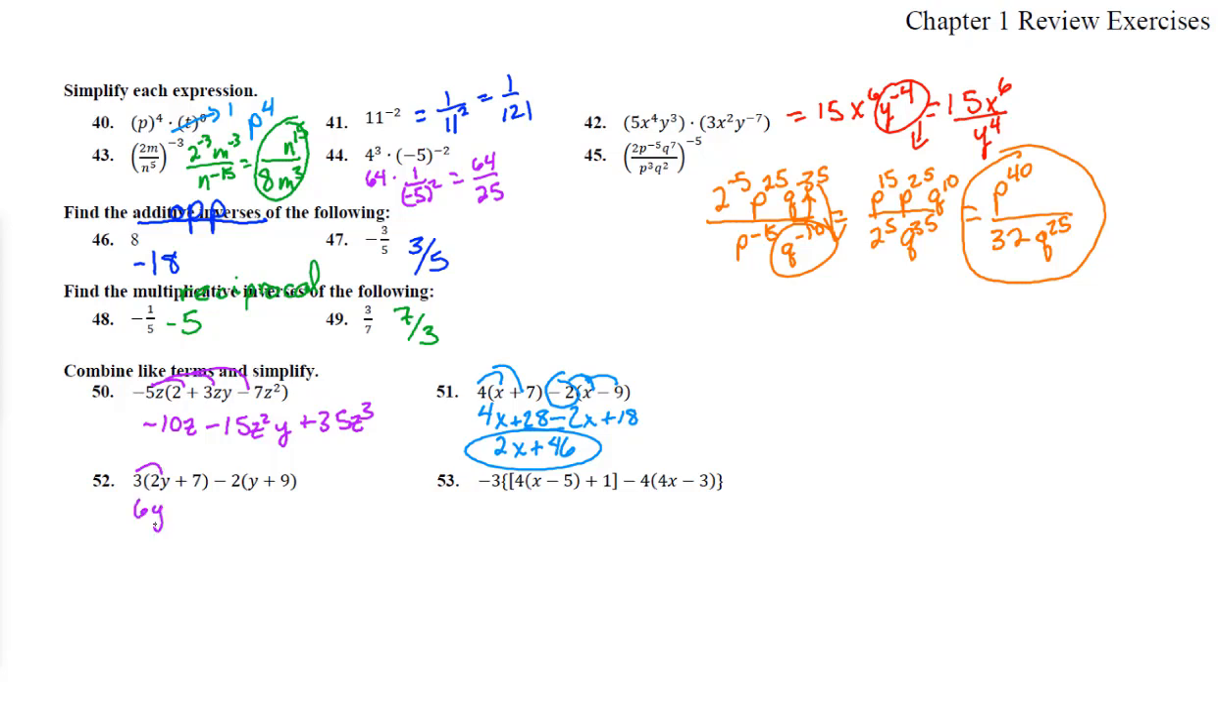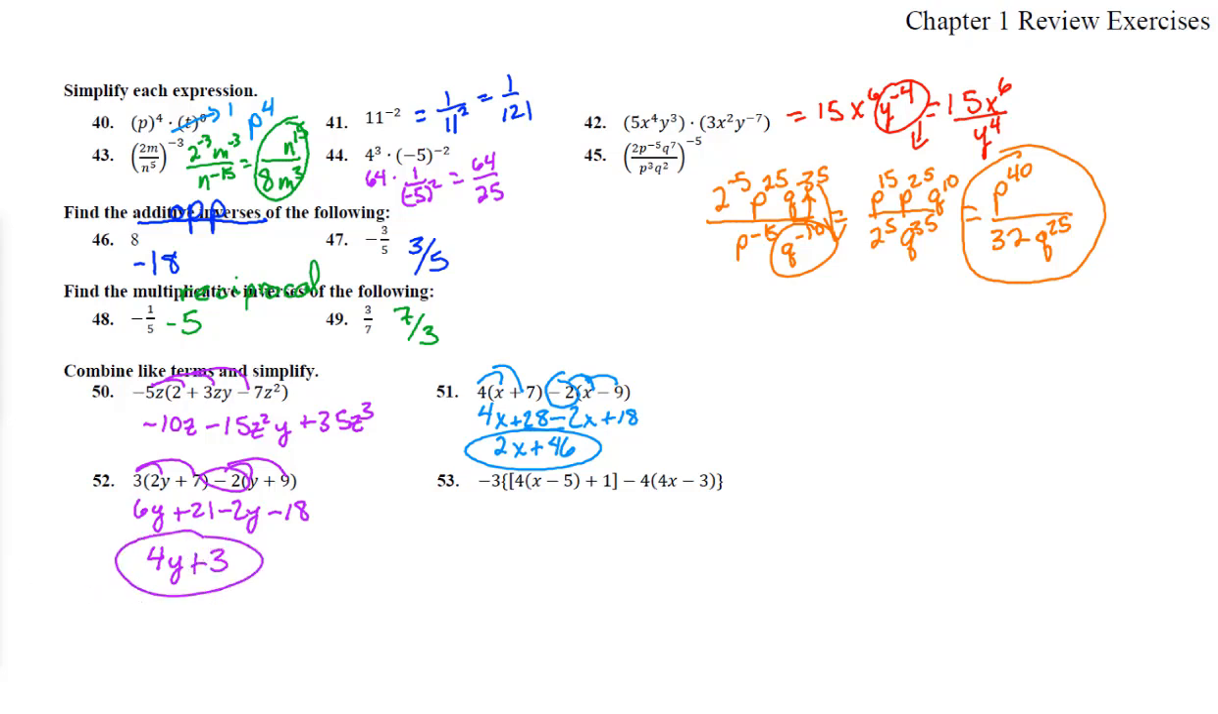Okay, number 52. This is 6y plus 21 minus 2y minus 18. Again, there's that negative 2 jumping in. So 6y minus 2y is 4y, plus 21 minus 18 is plus 3.